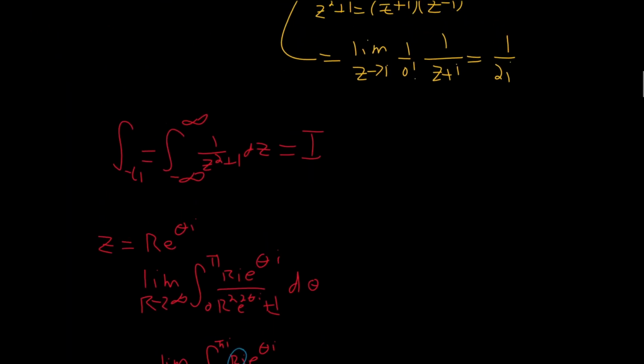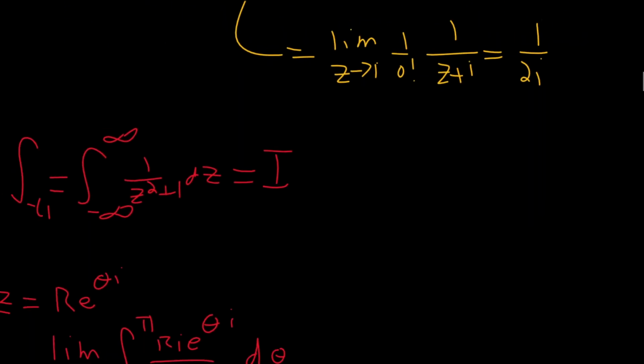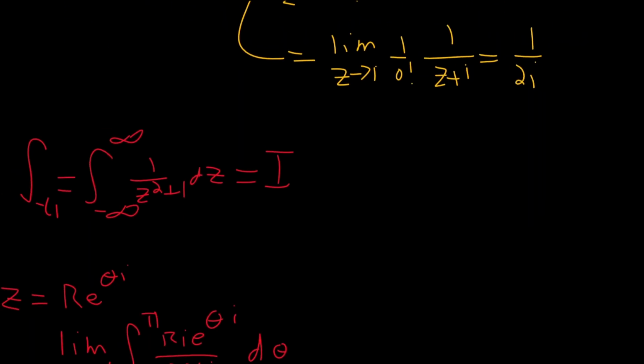So this means that our whole contour integral, or whole line integral, pardon me, our whole line integral is going to be equal to our original integral plus our other bit, but that's just 0, which is equal to 2 pi i times the sum of our residues, which is just pi. So we conclude that I is equal to pi.